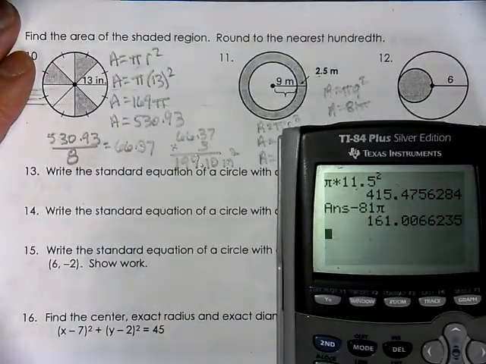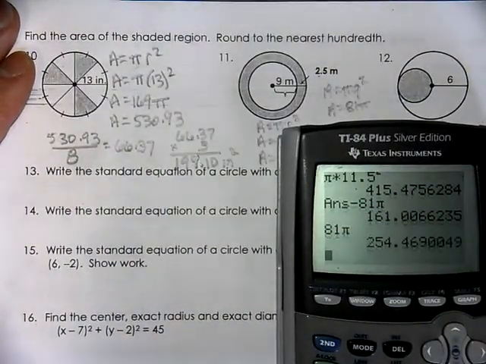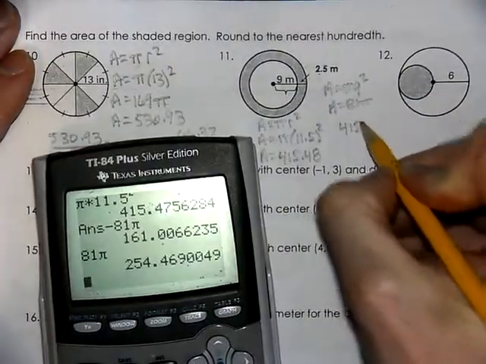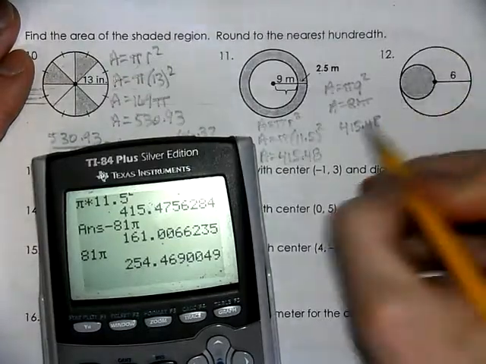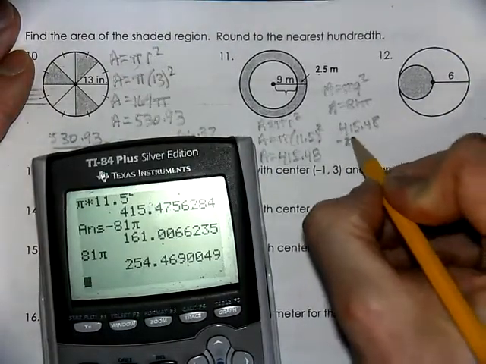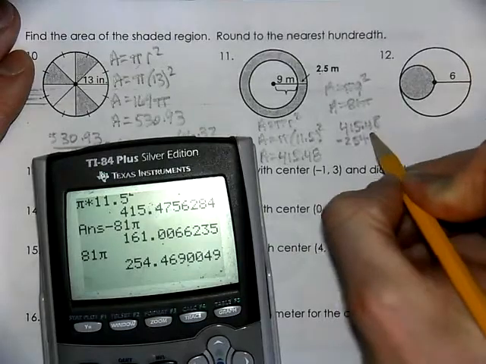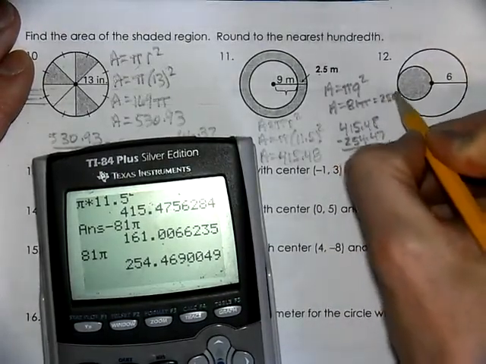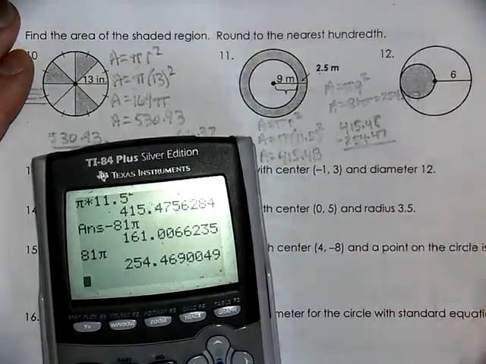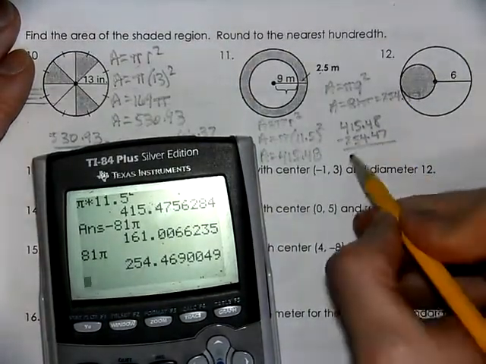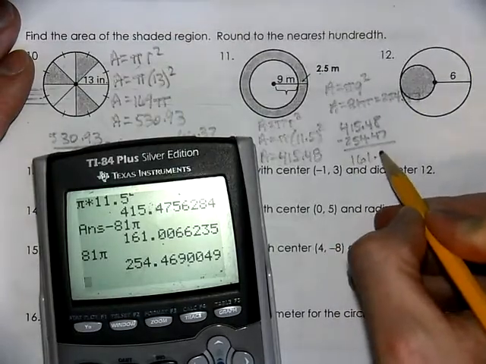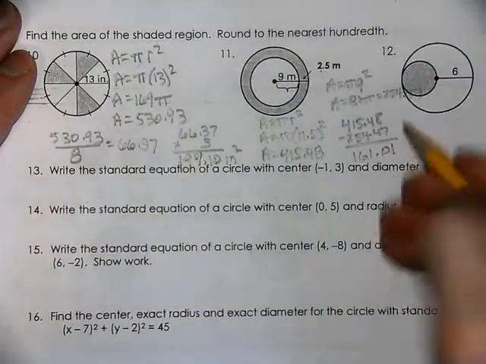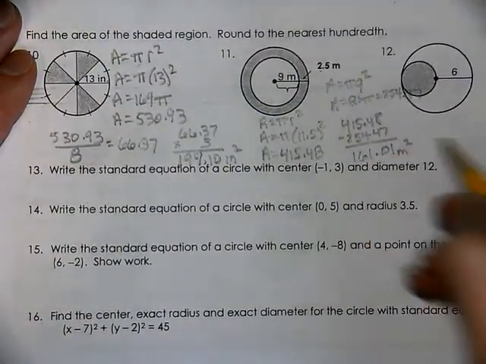So let's do another approximation in here. Trying to get how to show my work. I'm taking the 415.48 and I'm subtracting the 254.47. And when I subtract that, I get about 161.01. The units are meters, and it's area, so it would be squared.